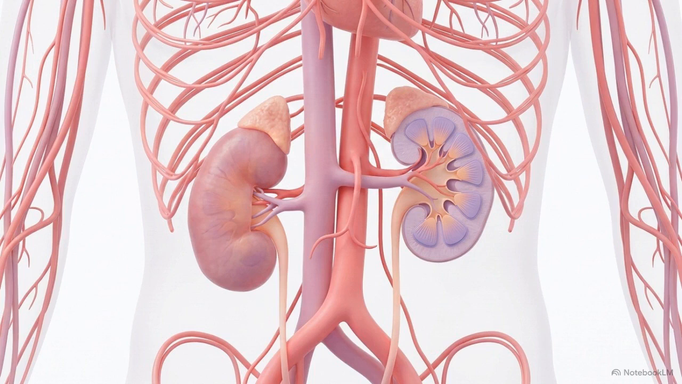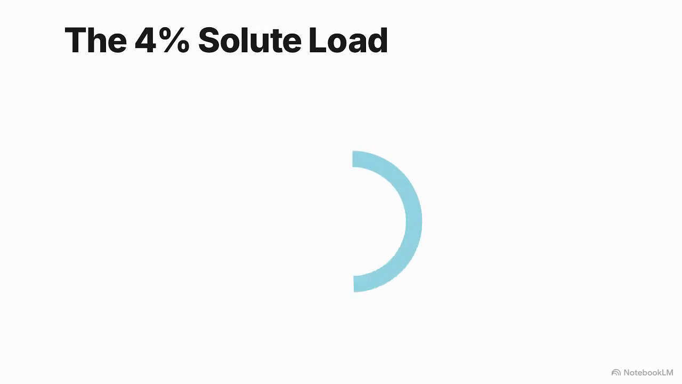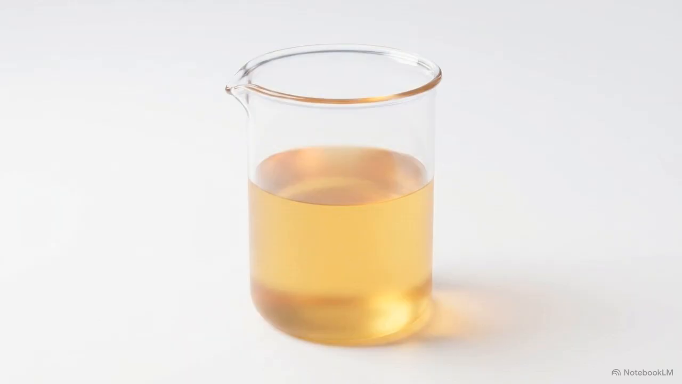To maintain a stable internal environment, the body must continuously clear out metabolic byproducts. Urine is the vital waste product carrying this load. Normal urine is 96% water, while the remaining 4% consists of a dense solute load, specifically urea, uric acid, and essential electrolytes like sodium and chloride. Its characteristic amber color is derived from a specific physiological pigment called urochrome.